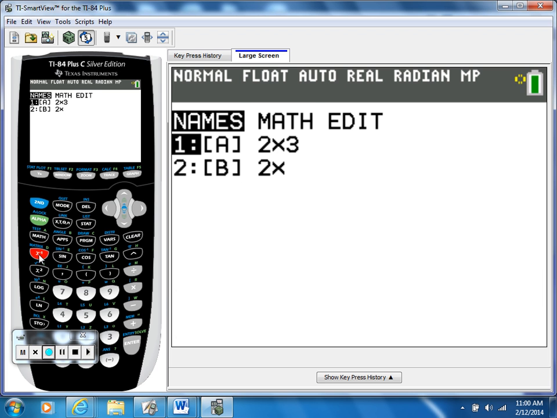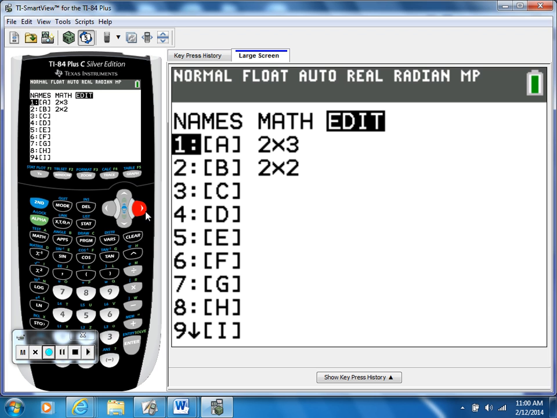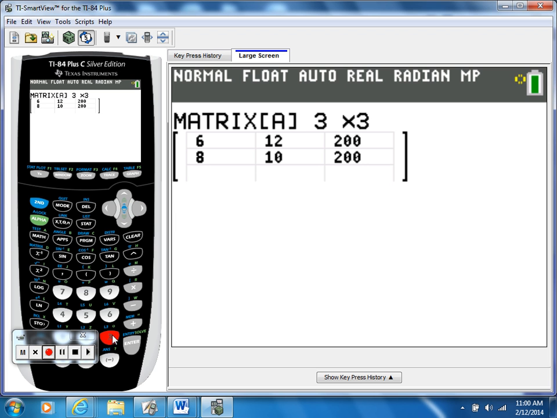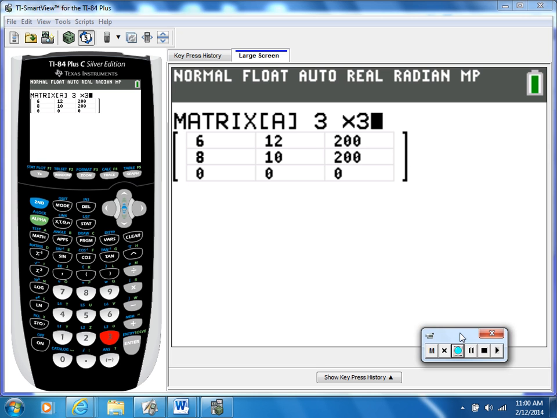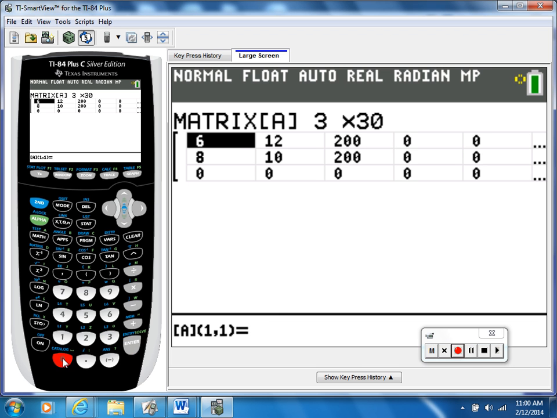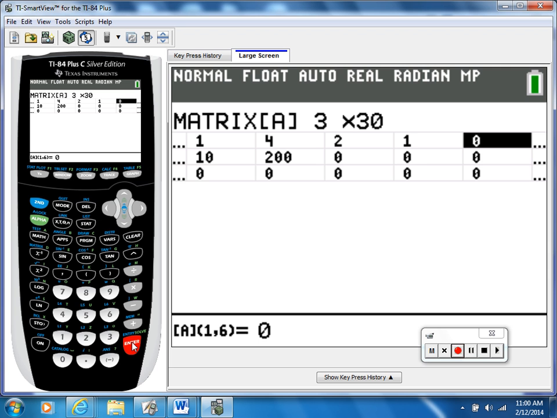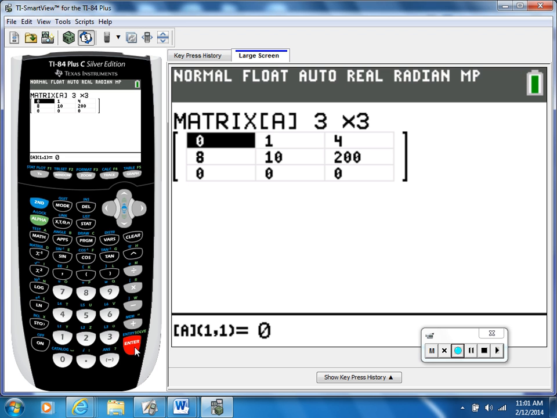Go into your matrix. We'll edit letter A. 3 by 3. 0, 0, 1, 4, 2. What was the third one? 3 by 3. Oh, golly. That's nice. Yeah, no wonder mine's off, huh? 3 by 3. Let's try this again. 0, 0, 1, 4, 1, 1.